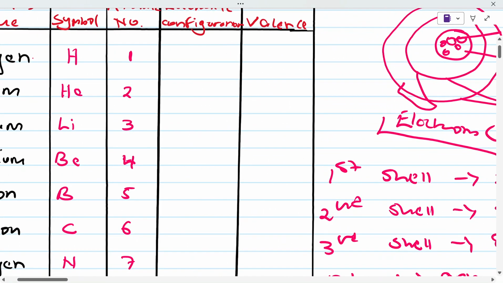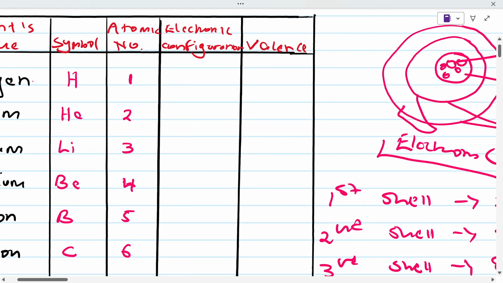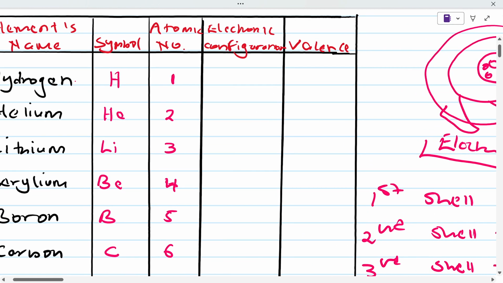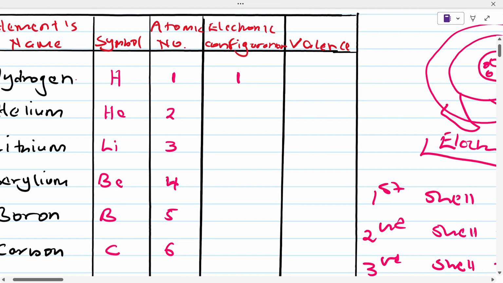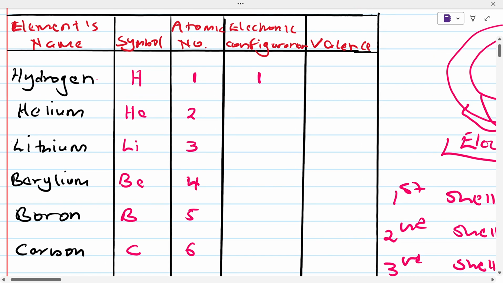So let us go back to our electronic configuration and see how I'm going to fill it up. Now, in the electronic configuration column, this is what I'm going to do. For hydrogen, I'm going to put 1. For helium, I'm going to put 2.